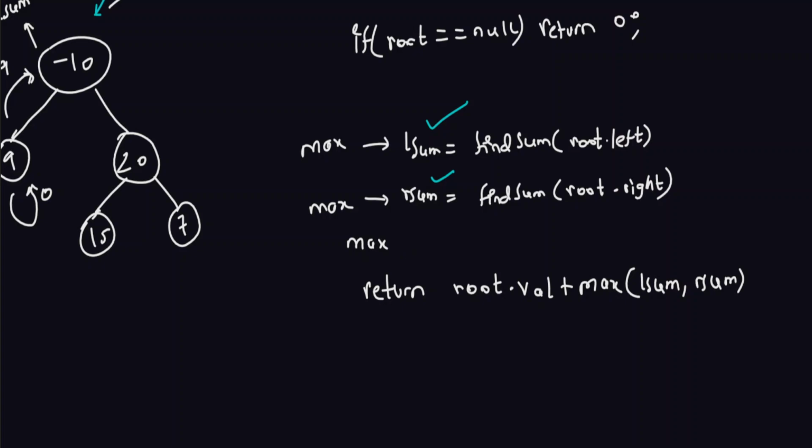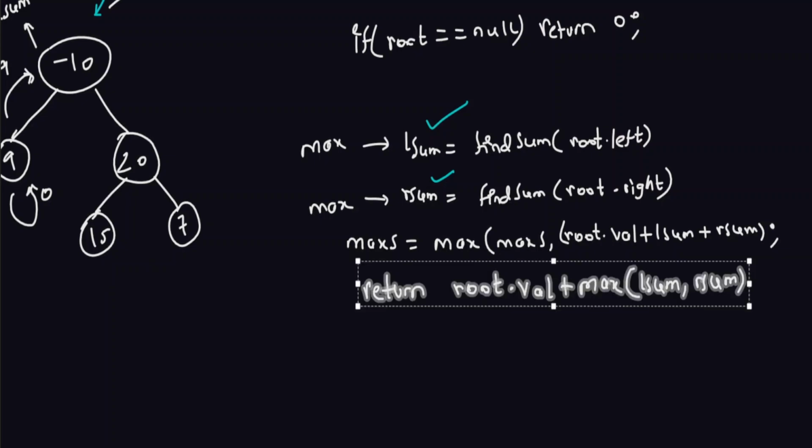Max, let's say max s, max sum. That is the maximum of max itself, max s. We can compare that. And here we are going to use this root.val plus L sum and plus R sum. That is the code.